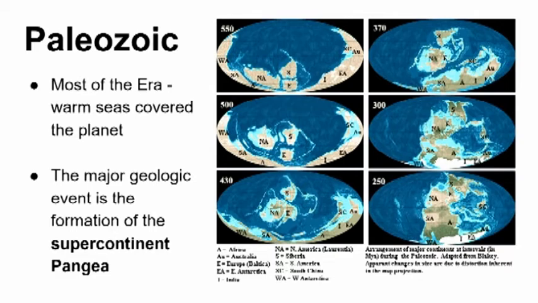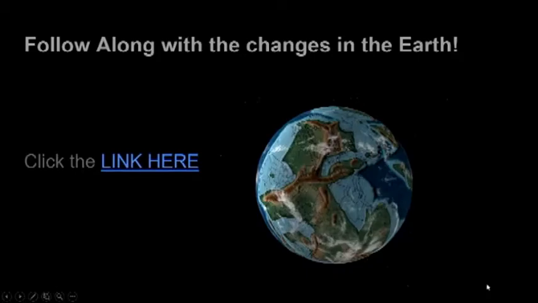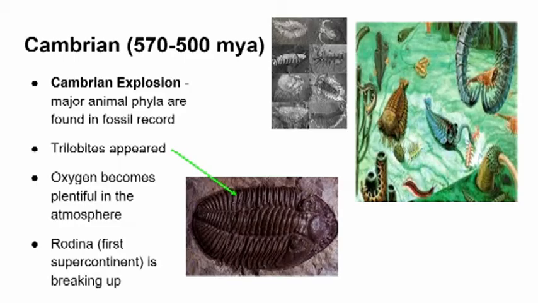So this is what the world looked like during the Paleozoic. During most of the area, we were covered mostly by seas. You can see the Rodinia supercontinent down here is breaking up, starting to move around, and eventually it's going to all move towards the center, going north to south, and we're going to end up with Pangaea down here. This is an animation. If you click that link, you can follow along and see all of the changes in the Earth that happened during this time.